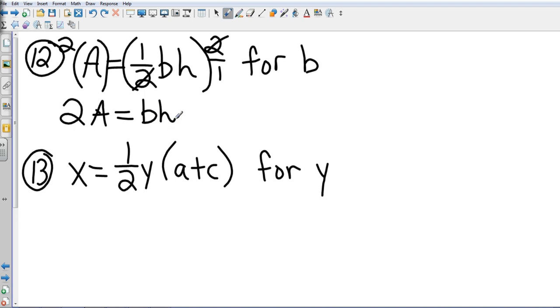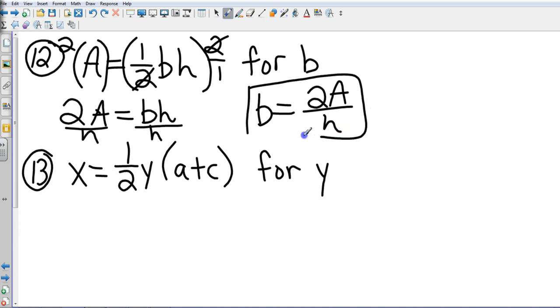Or excuse me, bh. And so to solve for b, what do I do with h? Divide it on both sides. Yes. So my final answer is b equals 2a over h. How many got that? Raise your hand. Okay. 5 or 6, 7 maybe.